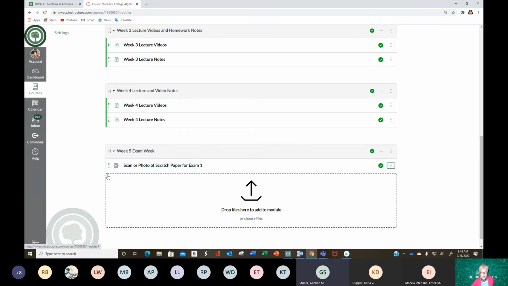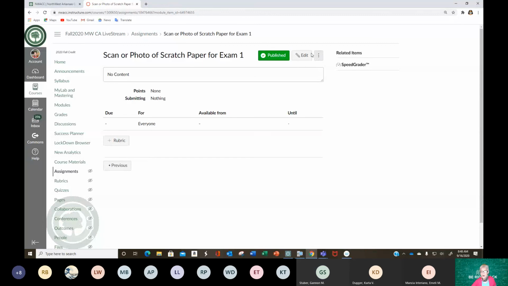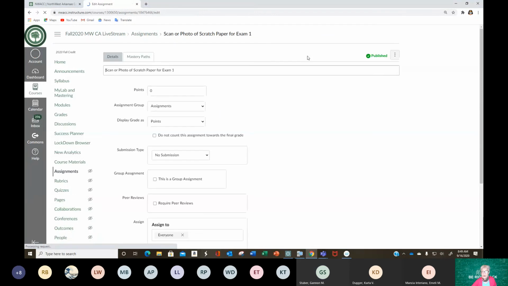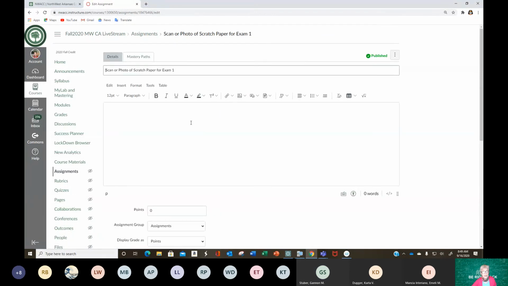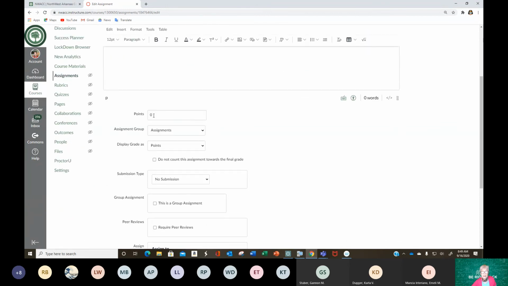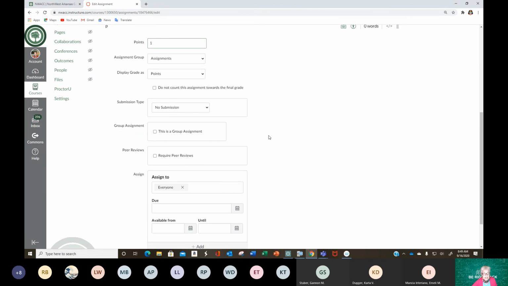Will there be a time limit on the exam? No, I don't impose one. I don't know what ProctorU does, but I've heard that they don't impose one either. Thank goodness. So this is going to be 1 point, and I have to do that. It has to be some points.